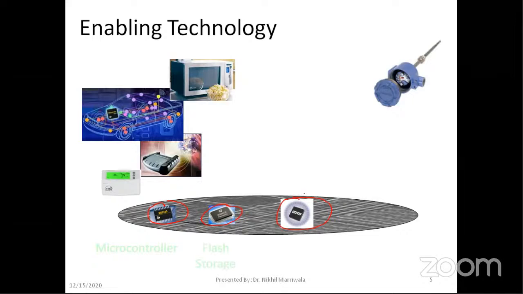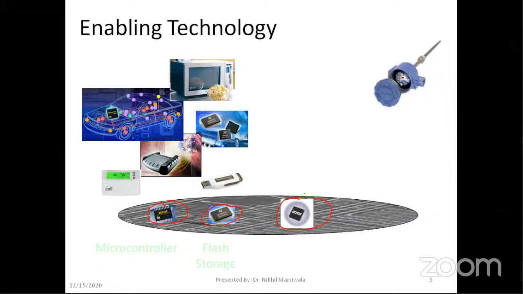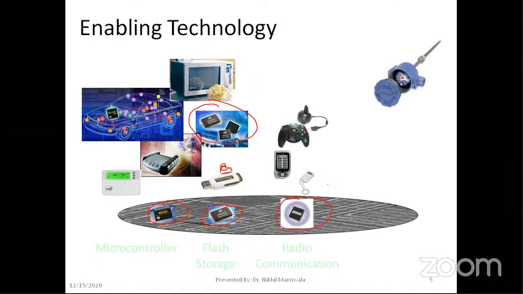right? Then we have flash storage. It is not coming up that well, but you can still imagine the flash storage. You've seen this pen drive structure, right? These are also flash memories. These are all flash memories over here, right? The third part is radio communication. The radio communication is what we are right now using in mobile phones and gaming consoles, right?